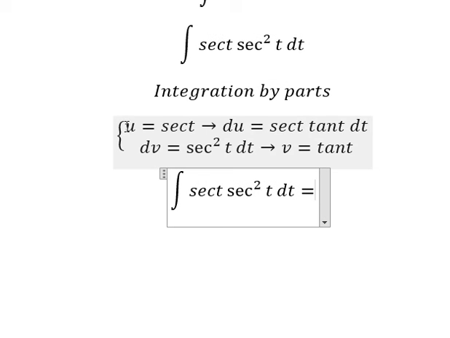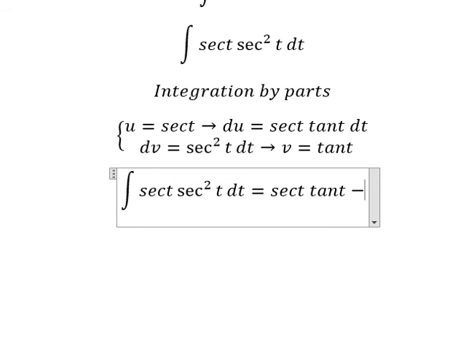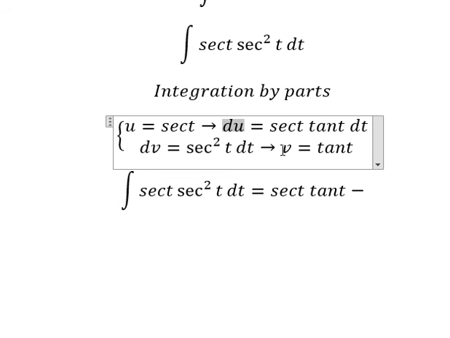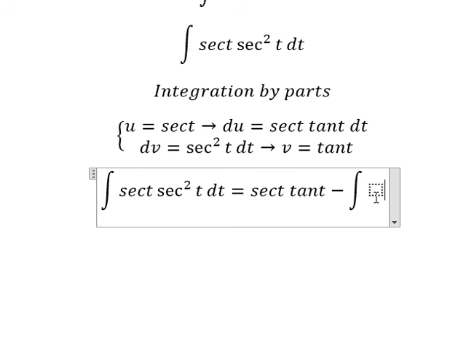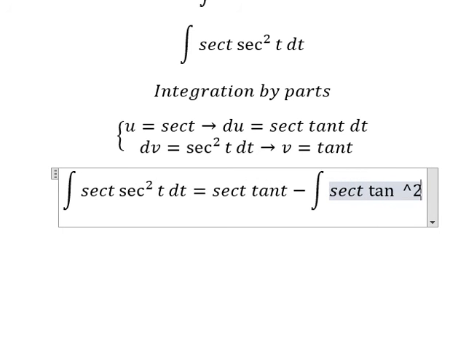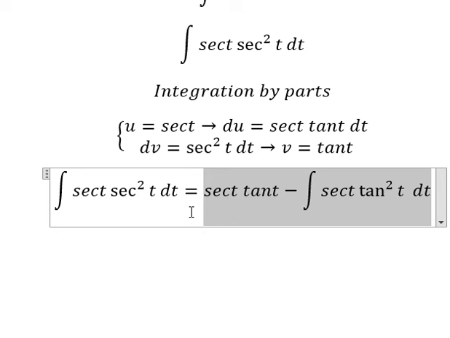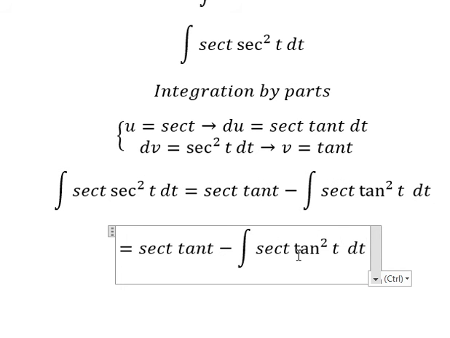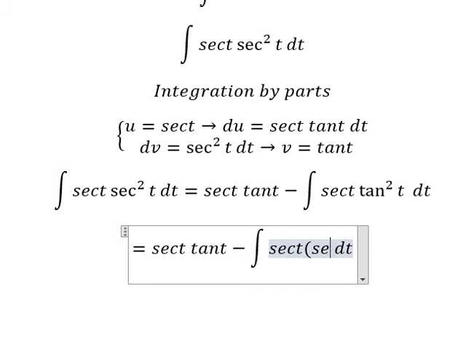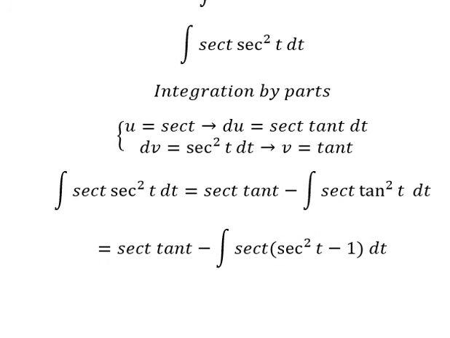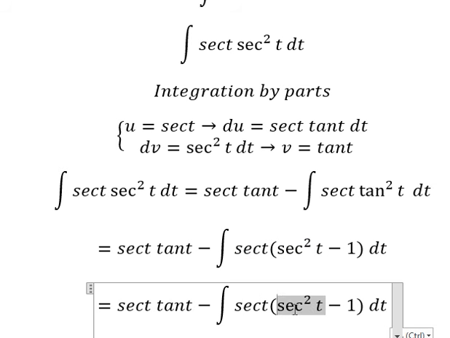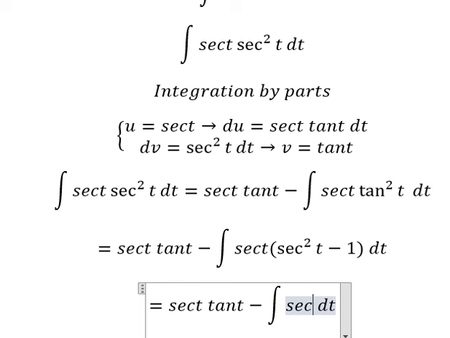So we have u multiplied by v, minus the integration of v du, so we have the integration of secant of t tan t squared dt. So tan t squared is secant of t squared minus 1. So secant of t multiplied by secant of t squared minus 1. So you get like this.